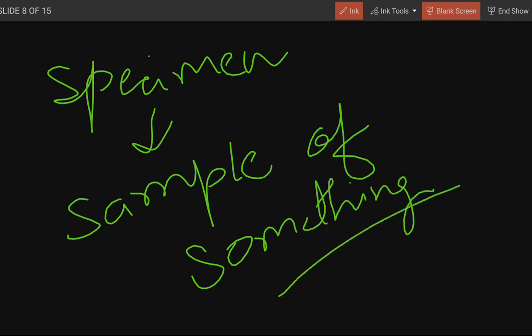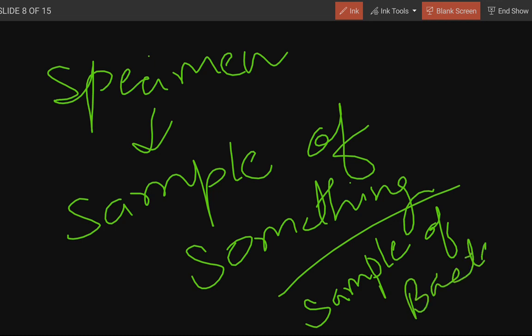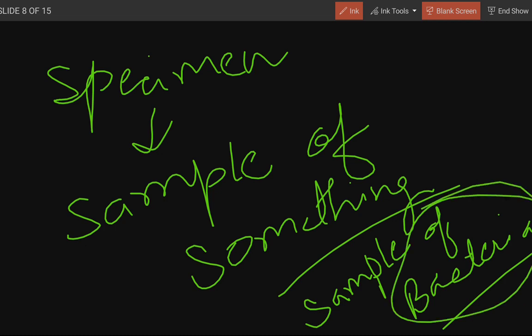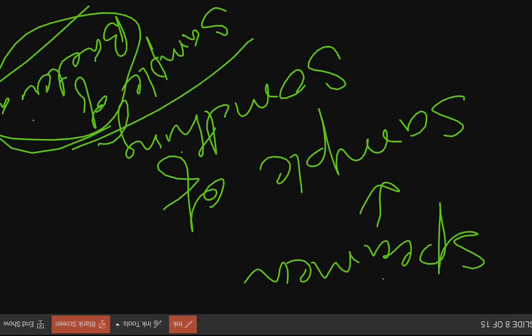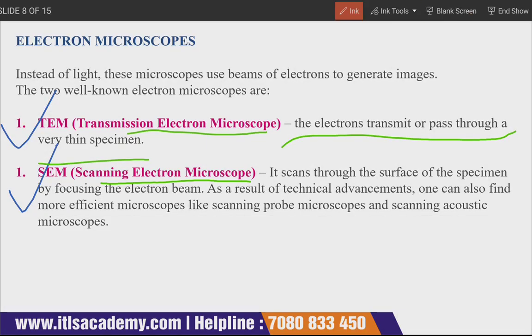Let's say, for example, a sample of bacteria. Here, you take a very small amount of a bacteria sample, and you can simply visualize that under the microscope. So what is a specimen? It is a sample of something: a sample of microorganism, a sample of food, a sample of anything, right? So you take a very thin specimen of anything, and the beam of electrons passes through that specimen, and the image is generated. So this is the case with TEM.